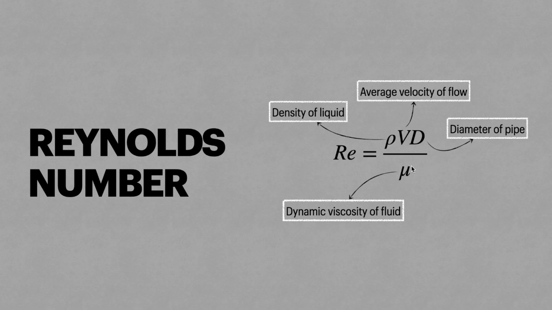The equation can be written as such: ρ, the density of the fluid, times the average velocity of the flow, capital V, times the diameter of the pipe, capital D, divided by the dynamic viscosity of the fluid, mu. The equation can also be written as the average velocity V times the diameter D divided by the kinematic viscosity of the fluid, denoted by nu.